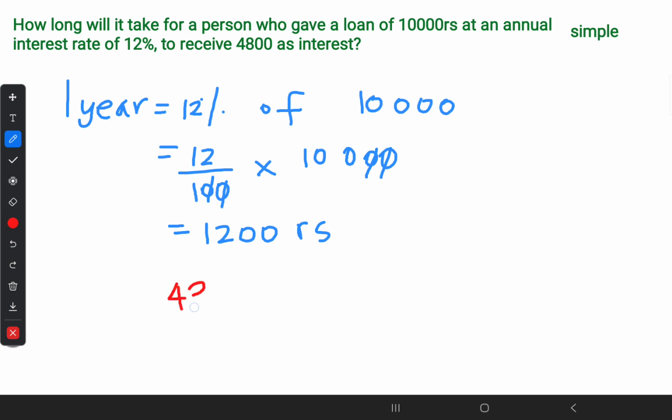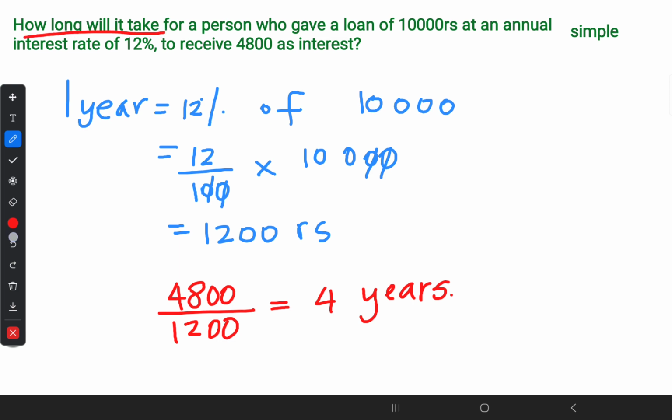We know the total interest. Total interest should be divided by the interest for 1 year. We know what is the interest for 1 year. So the total interest 4,800, divided by 1,200, will give you 4 years. After the end of 4 years from the initiation of the loan, you can get 4,800 rupees as interest from your friend.